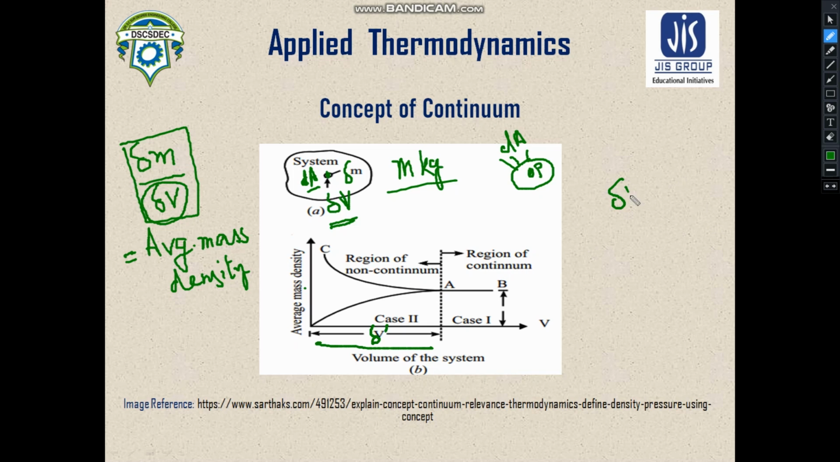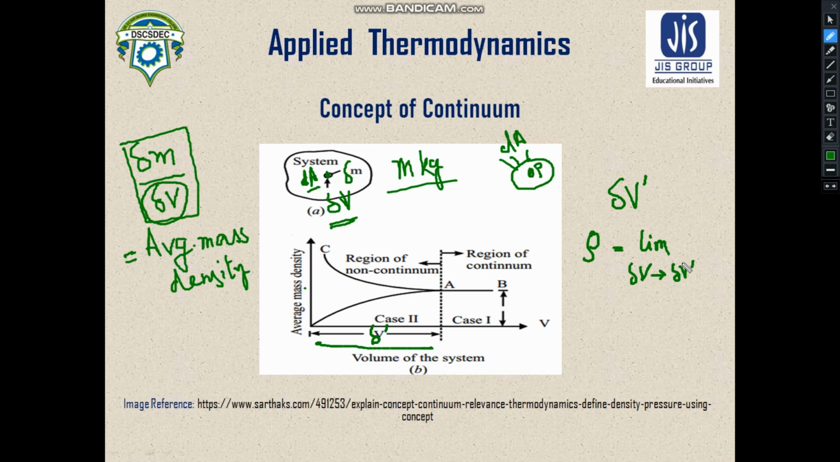So delta V dash is the smallest volume when we can treat the matter as continuous, or the molecules as continuous. Therefore we can define the density in this way: the volume tending towards the delta V dash value. So this is the minimum volume when we can treat this matter as continuous. Here lies the main concept of continuum. That means you have to treat the matter as continuous.